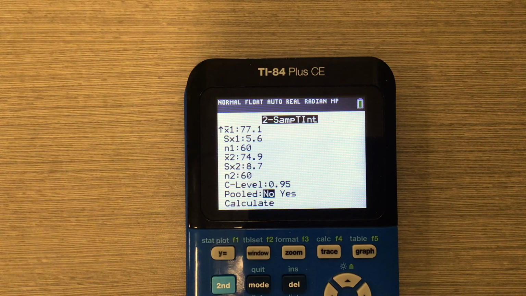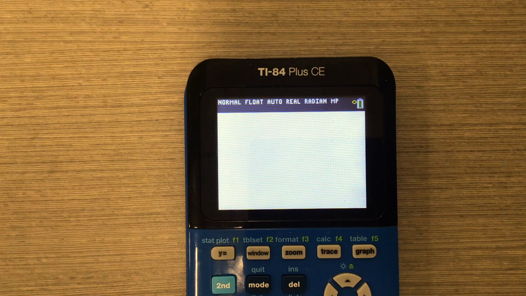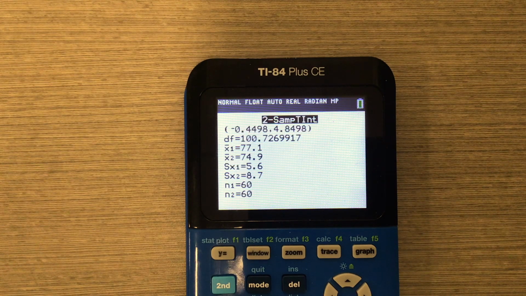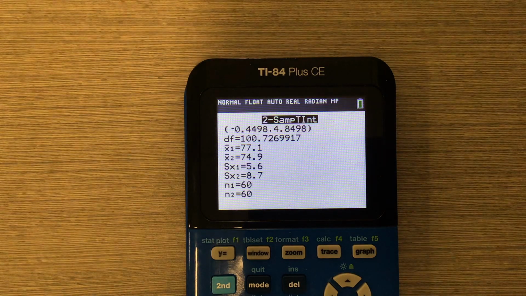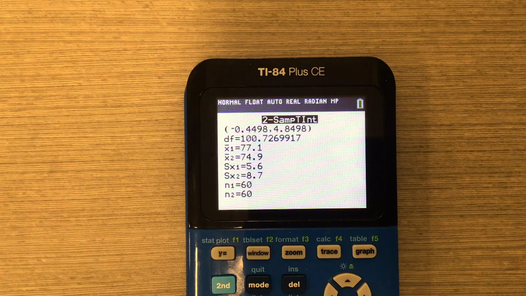So now we are going to go in and calculate. And there it is, negative 0.45 to about 4.85, it looks like. And look at that, the degrees of freedom are bananas, like I said. So 100.72 or 73, which doesn't make a whole lot of sense, but that's what they are. So go ahead and write down this interval and let's jump back.